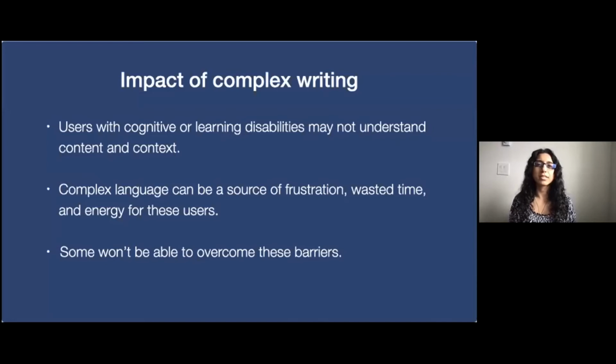So what are the impacts of really complex writing? Why is it problematic? So first, it's going to be harder to understand for everyone. And many people with cognitive or learning disabilities are going to have a really hard time understanding the content and also understanding the context. If you're using things like metaphors, slang, if you've got acronyms or difficult or unusual words or phrases, these can all create barriers for understanding, and it can be really frustrating for your users. And some of these users won't actually be able to overcome these barriers despite their efforts. And so in those cases, unfortunately, essentially those people are excluded.